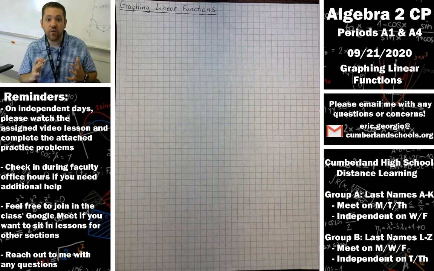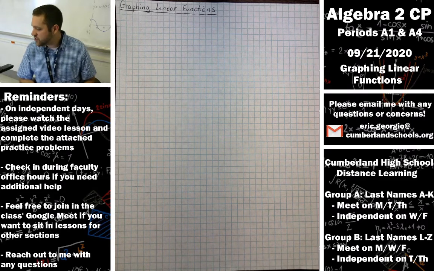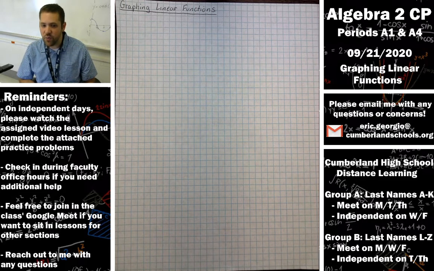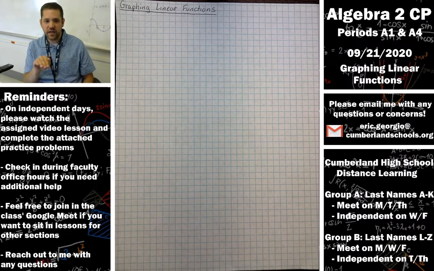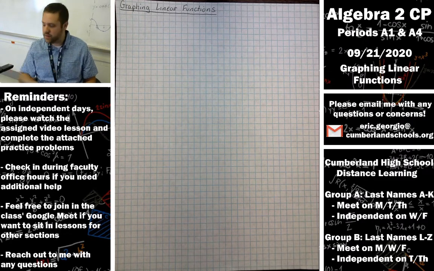Today we're going to be talking about graphing linear functions. This should largely be a review from Algebra 1, but it lays a great foundation for functions going forward, because we're only going to be doing higher orders of functions in the future in Algebra 2. So to understand linear functions is a really good baseline to build off of.